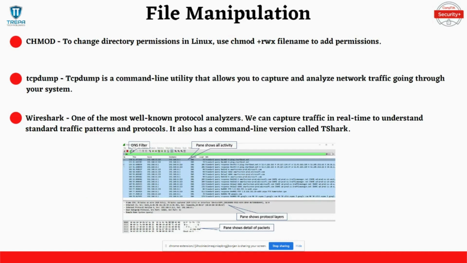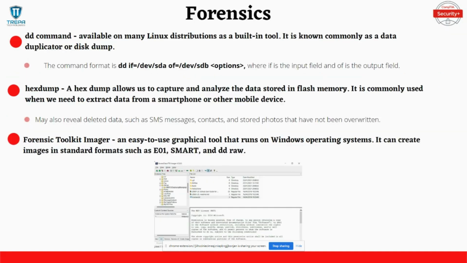chmod is a command used in Linux to set file permissions on a file. tcpdump is a command line utility that allows you to capture raw data going through your network. Wireshark is another packet capturing tool. Wireshark is an application you can install and do packet captures and analysis. Wireshark will also be able to save your packet captures into a PCAP file for future use.